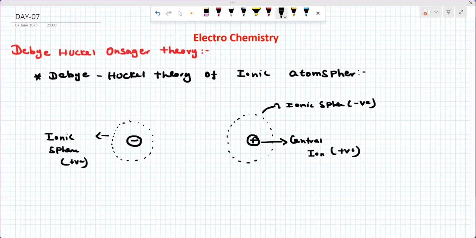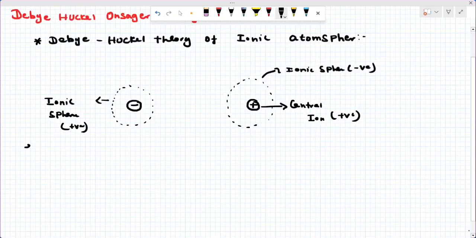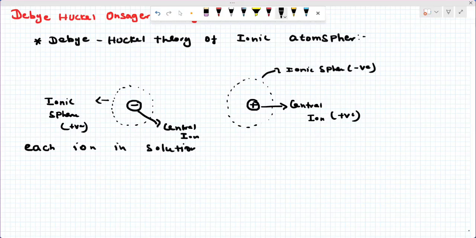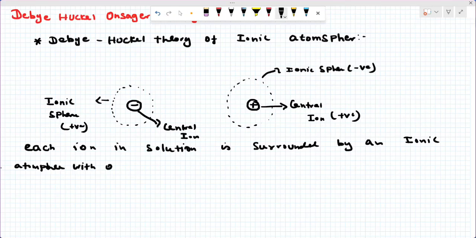Now please understand each ion. I give the sentence, please note: each ion can be thought of as a central ion. Each ion in the solution is surrounded by an ionic atmosphere with opposite charge. The concept is that if the central ion is negative, a positive sphere forms; if the central ion is positive, a negative sphere forms.